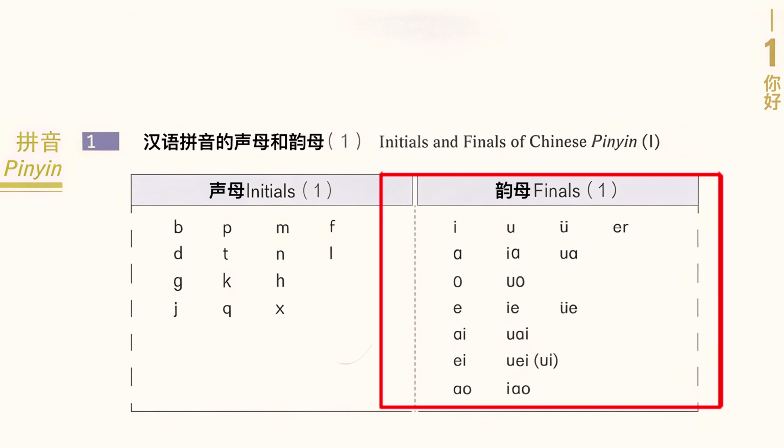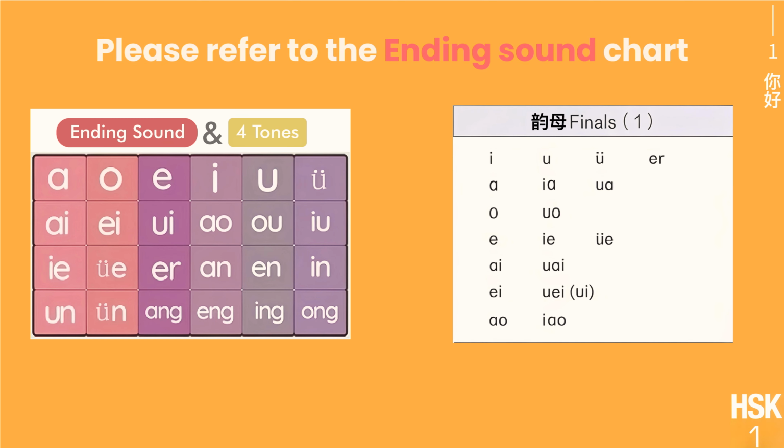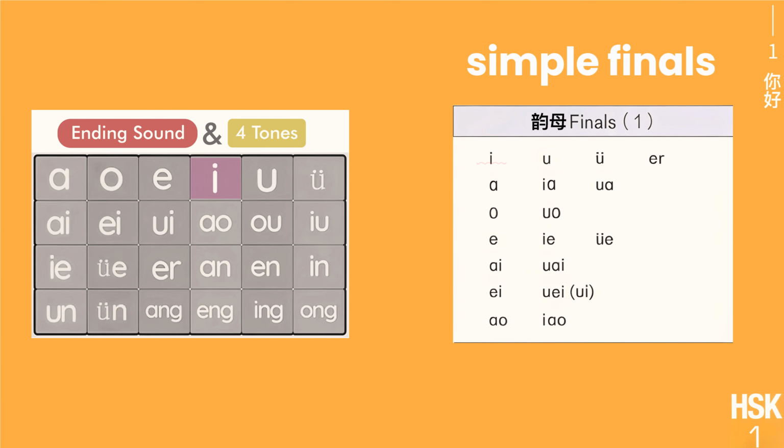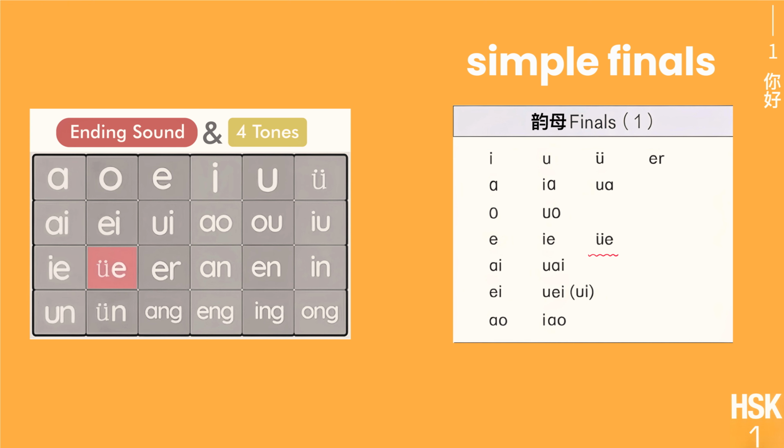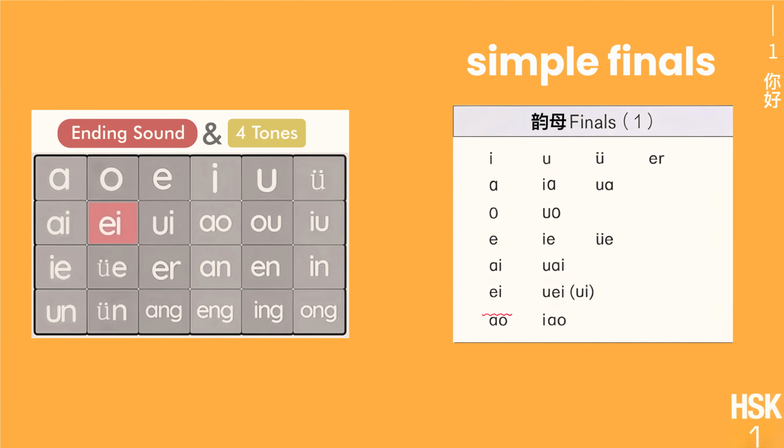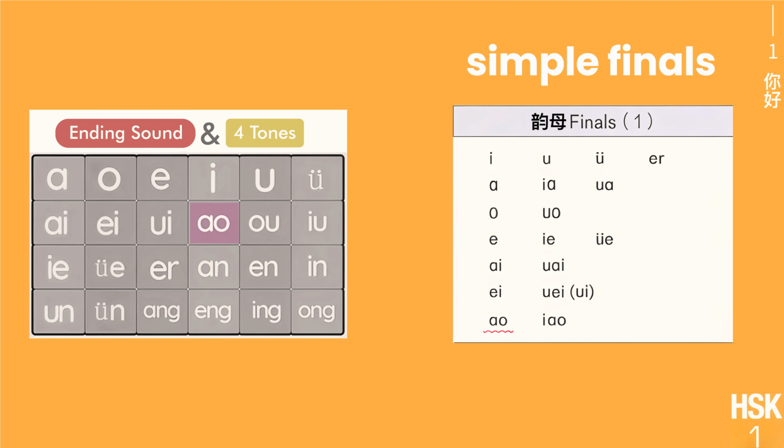Now, let's look at the finals. Grab your pinyin chart. Let's start by reading the finals that are in the chart. Read after me. 一 u ü r a o. ye yue I a wei ao.